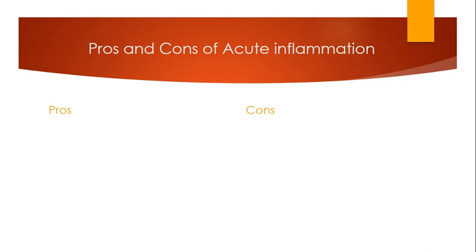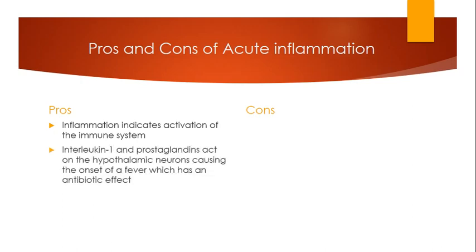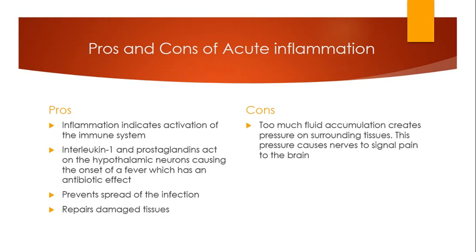Acute inflammation can be beneficial, as it is the body's method of indicating the activation of the immune response, thereby preventing the spread of infection and repairing damaged tissues. However, too much fluid accumulation creates pressure on the surrounding tissues, which causes pressure on the nerves that results in pain. If acute inflammation is not resolved, it can lead to chronic inflammation.